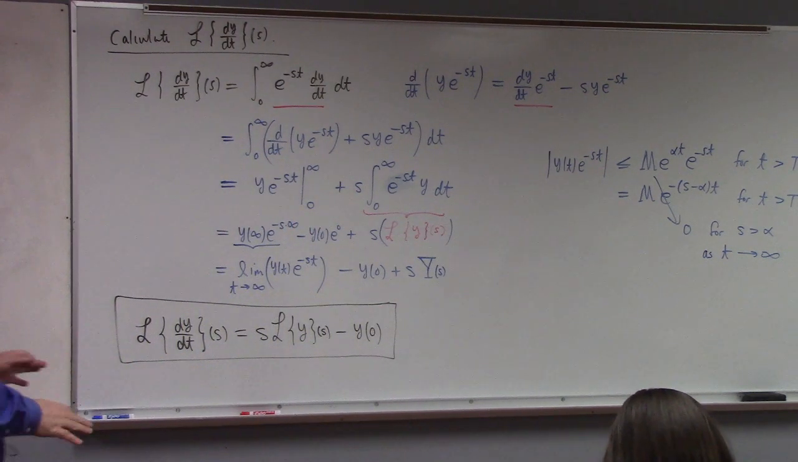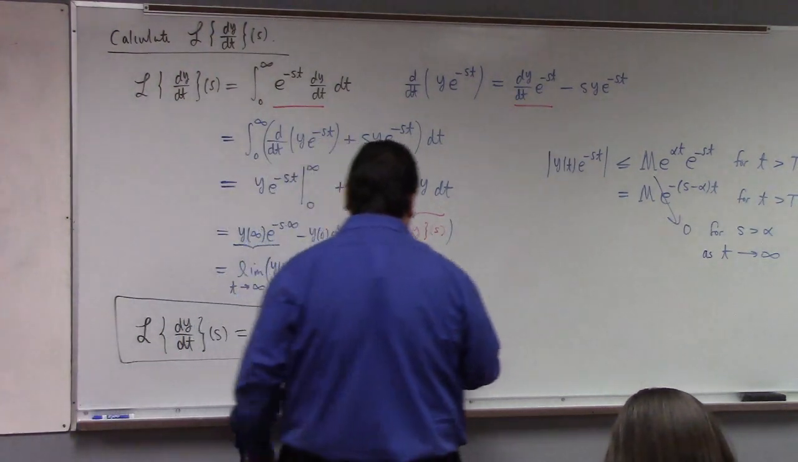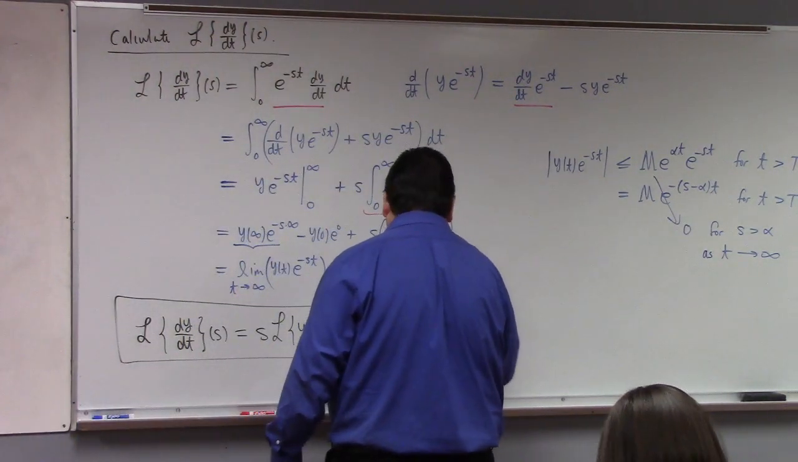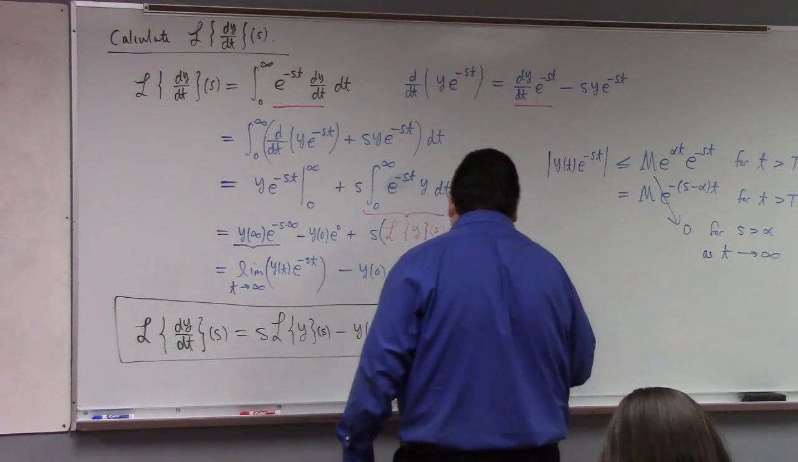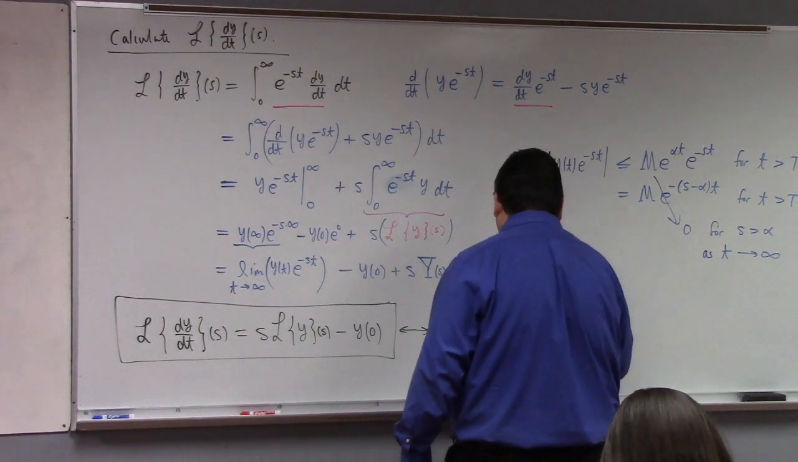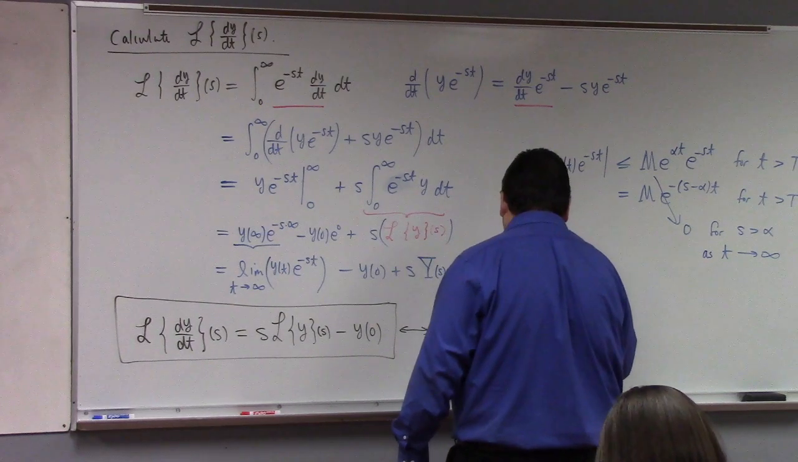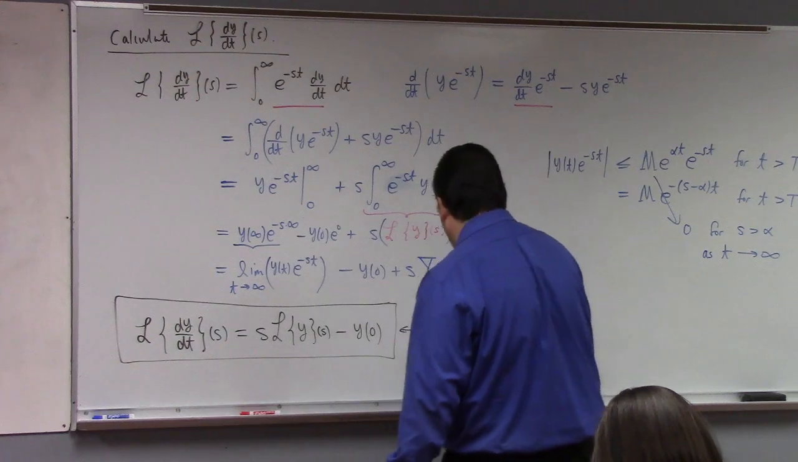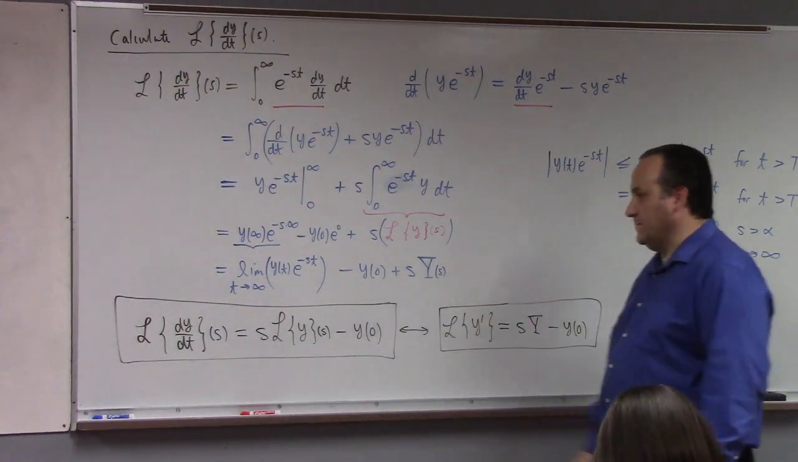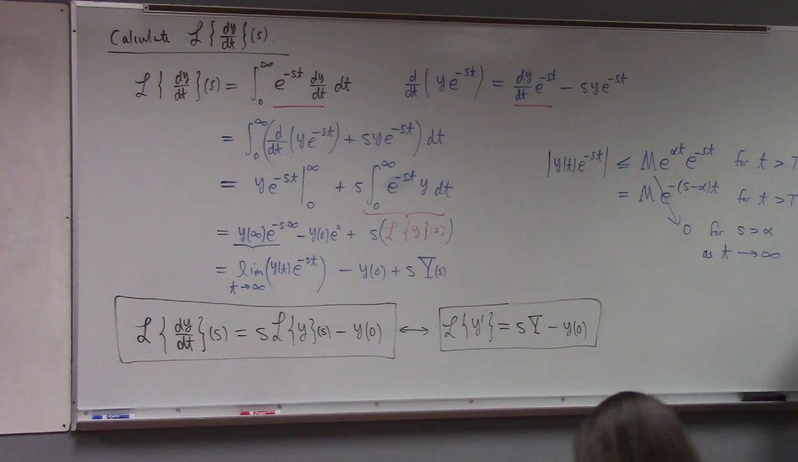Sometimes we don't like that notation. This notation is kind of clumsy. This is equivalent to saying the Laplace transform of y prime is equal to s times big Y minus y of 0. So that's a slightly more condensed version of the same theorem. You guys with me?